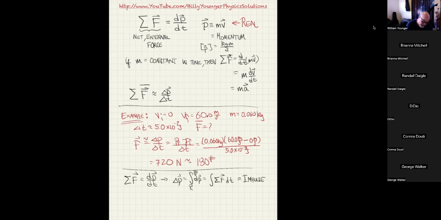So notice there's a couple ways you can calculate it. You can do P final minus P initial, that's the impulse. Or you can do the integral of the net force over time. That is also the impulse. Both are perfectly acceptable. And usually you'll have enough information to do one version or the other, but not both.